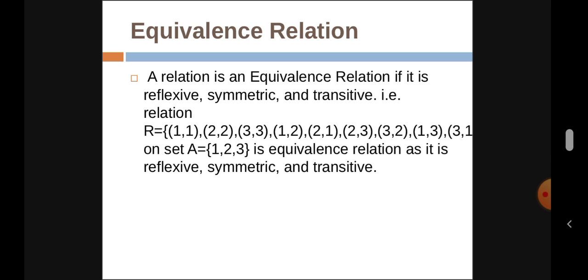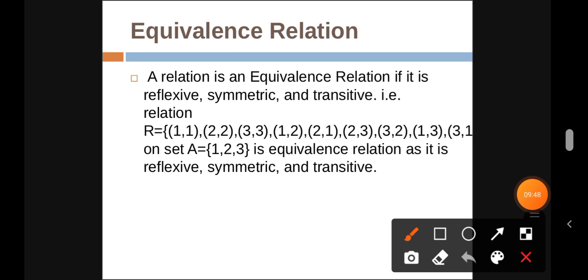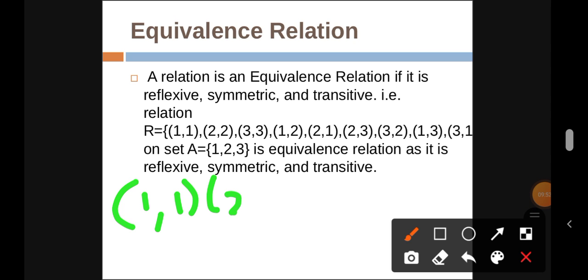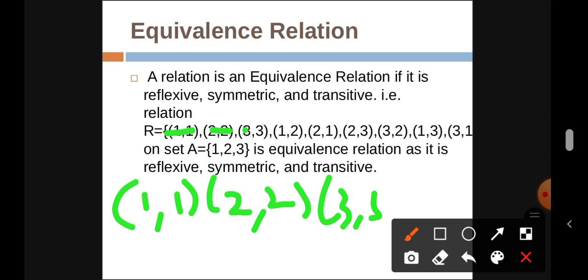Okay, let's see an example. Here the set R is equal to {(1,1), (2,2), (3,3), (1,2), (2,1), (2,3), (3,2), (1,3), (3,1)} on a set A is equal to {1, 2, 3} and is an equivalence relation as it is reflexive, symmetric, transitive. Okay, let's see this one. Here the set is 1, 2, 3 and if a relation is said to be reflexive, then it consists of all the values (1,1), (2,2) and (3,3) and all these are present here. Next is symmetry. Then (1,2) and (2,1), (2,3) and (3,2), (1,3) and (3,1) are all there. So it is also symmetric.